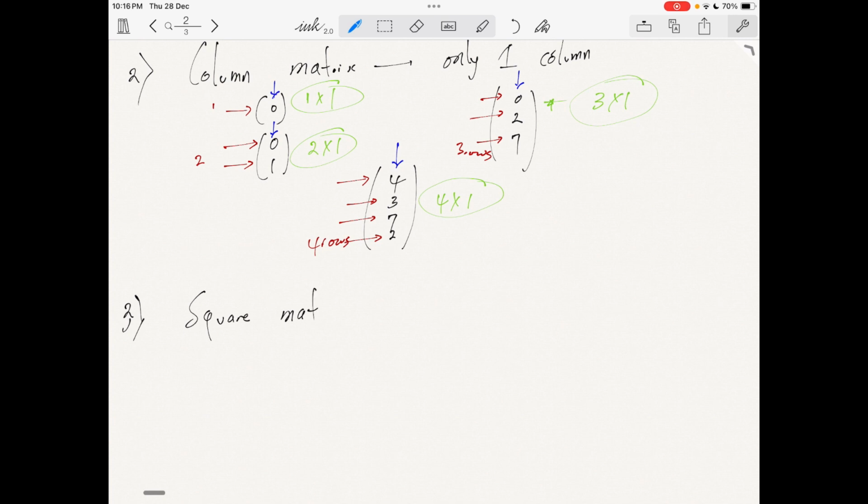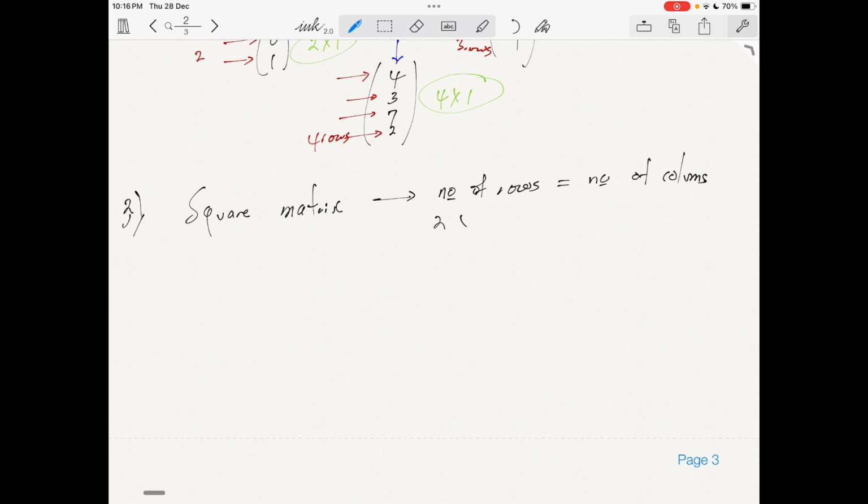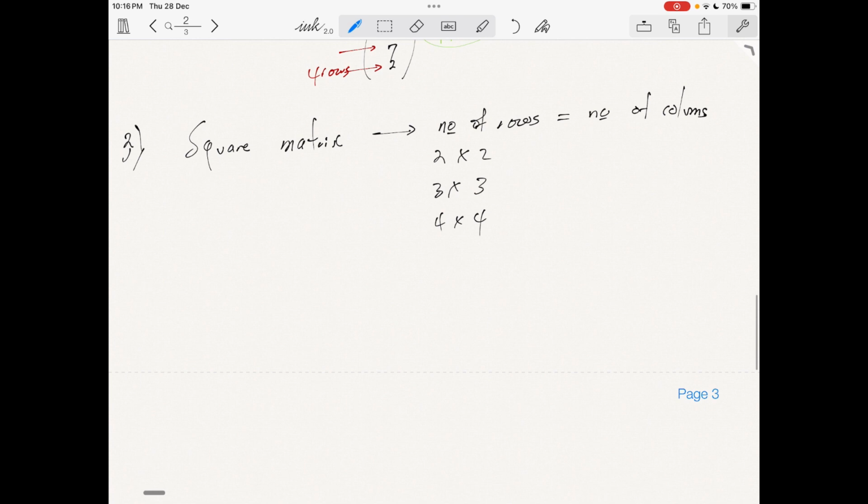Now the square matrix is such that the number of rows is the same as the number of columns. So we can have a 2 by 2 matrix, 3 by 3 matrix, 4 by 4 matrix. Now let's take an example of a 2 by 2 matrix. Let's say we have 0, 1, 2, 3. This is a 2 by 2 matrix because it has two rows, two columns, right?